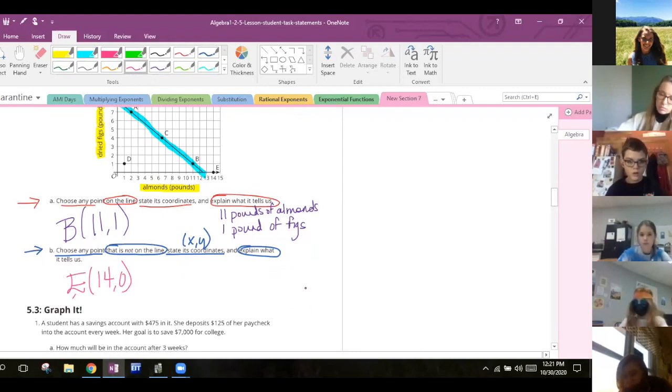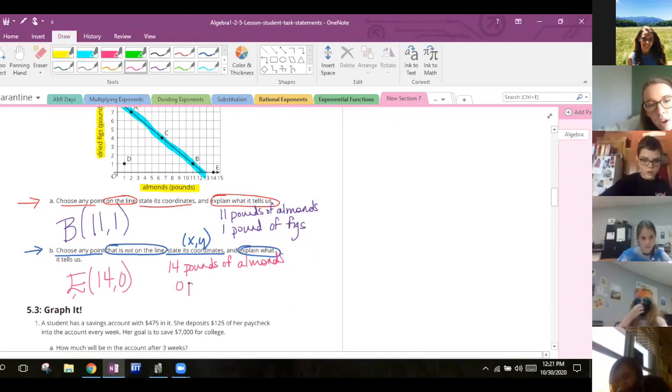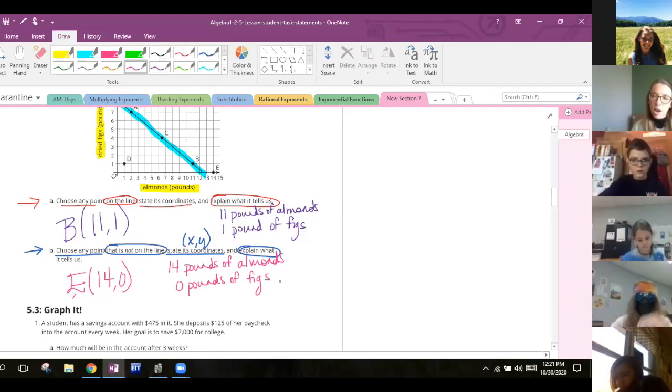She got 14 pounds of almonds and no pounds of figs. Okay, 14 pounds of almonds and 0 pounds of figs. Okay, good. That is all correct. But let's talk about what was the significance of them asking us about values that were on the line versus values that were not on the line. Why do you think that they had us do that?